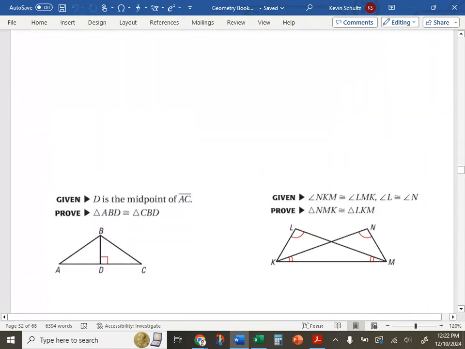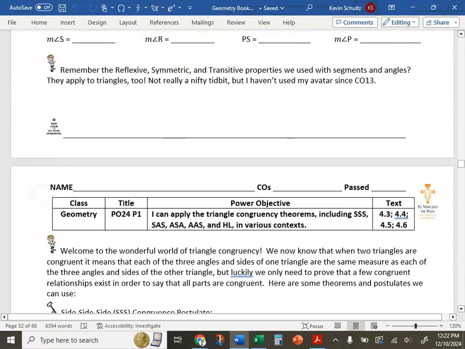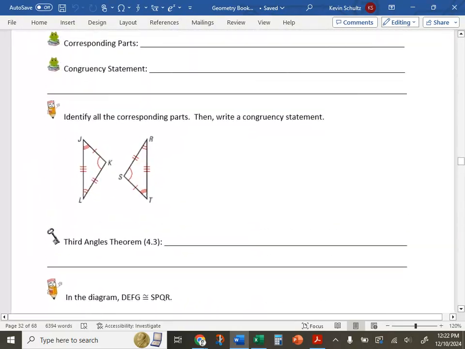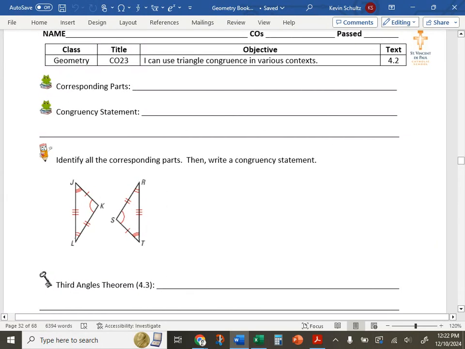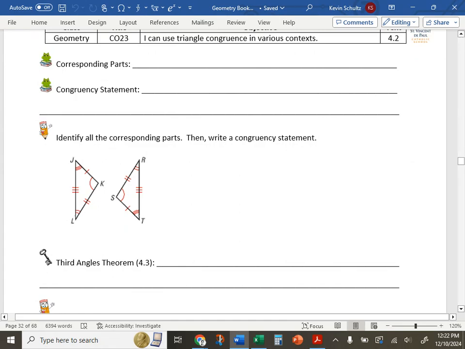And part of doing successful proofs. No, I'm not joking. Part of doing successful proofs is identifying what are called corresponding parts. Because by reading the proving statement and reading the given statement, you have to know what you're reading, right? Geometry, like we said several times before, is like its own language, okay? And how geometry communicates things to you is oftentimes through what are called corresponding parts.